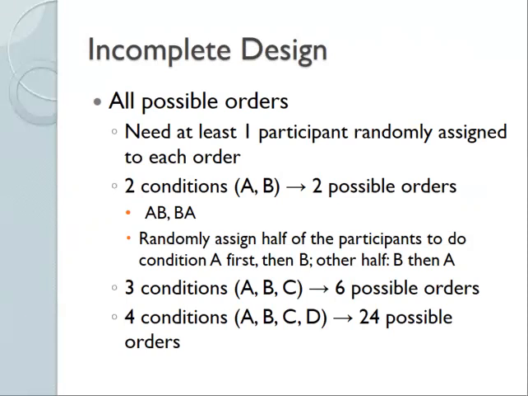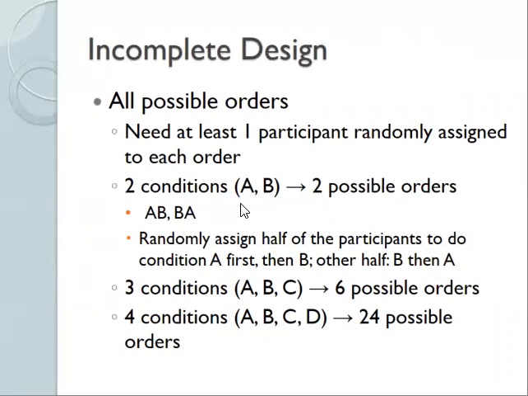And so here, one strategy is all possible orders. So this is every possible combination of orders. This is the ideal situation. So for example, if you have two conditions, then you have two possible orders of the conditions, right? People get A first and then B first, or people get B first and then A first. You randomly assign half of the participants to do condition A first and half to do condition B first. Maybe you have 20 people doing A, then B, and 20 people doing B, then A, and you've got it balanced.